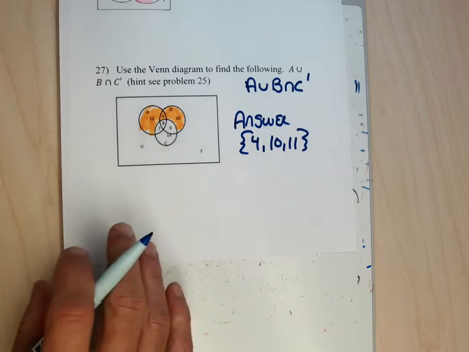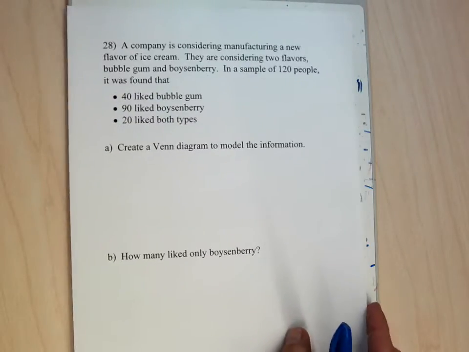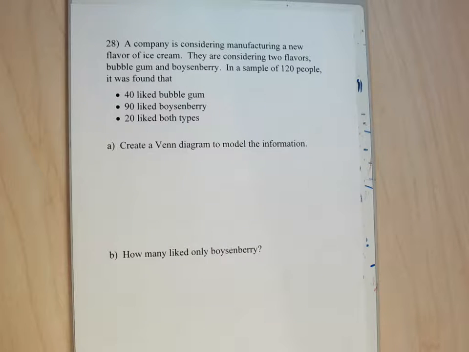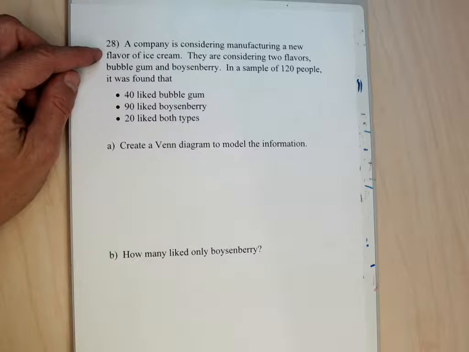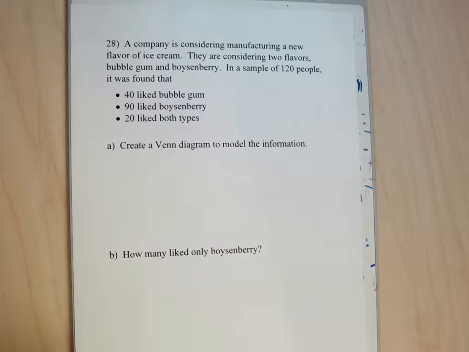Now 2 word problems, and these are the problems where if you're going to miss, this is where you're going to miss. So let me make a stab at doing this. A company is considering manufacturing 2 flavors of ice cream. They're considering 2 flavors, bubblegum and boysenberry. In a sample of 120 people, it was found 40 liked bubblegum, 90 liked boysenberry, and 20 liked both.